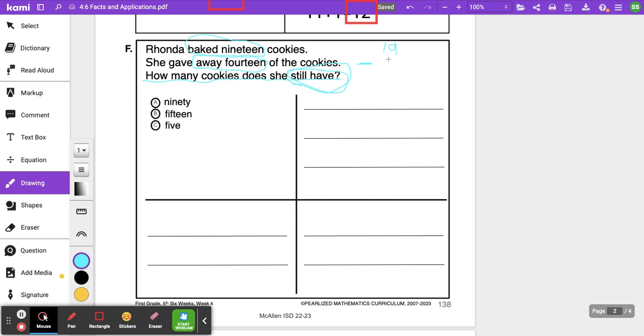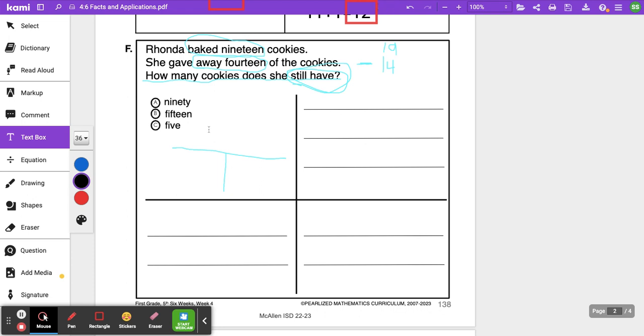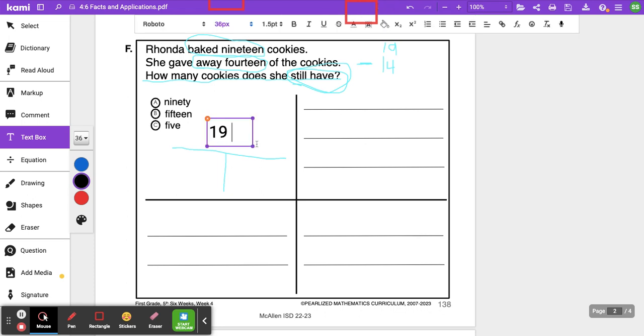She gave away 14. And we want to know, what does she still have? Okay, we're going to show that we understand by putting in our part, whole. Do we know what the total cookies was? Good, 19. There were 19 baked. That was what we started with. We started with 19 cookies.